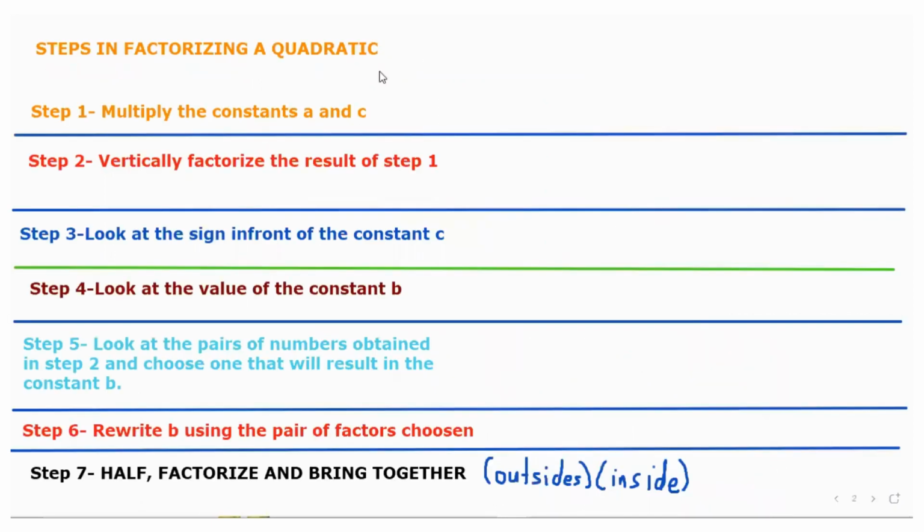So let's actually factorize a quadratic. Let's use this quadratic as an example: 2x squared plus 9x plus 8. So let's factorize that. Step 1 says to multiply the constants a and c. So remember, a is 2, b is 9, and c is 8. So if we are multiplying a by c, that's 2 by 8, which is 16. Okay?